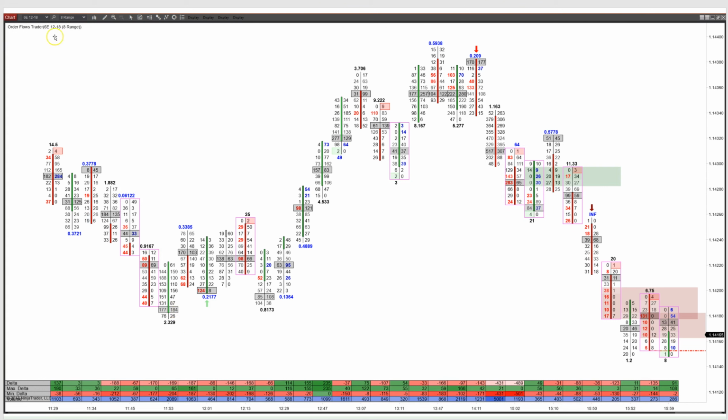So this is how it looks on the Order Flows Trader software. This is not the native version of the NinjaTrader Order Flow Plus tool. This is my version. And you can see, each bar has the point of control.